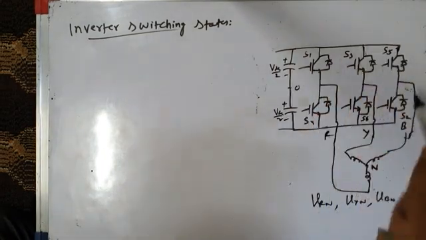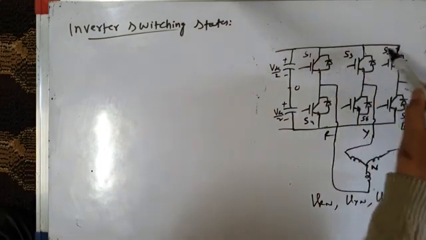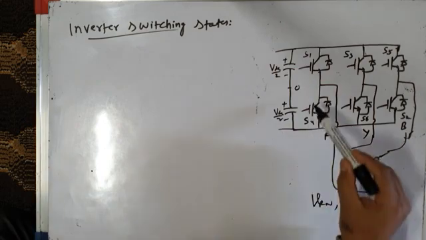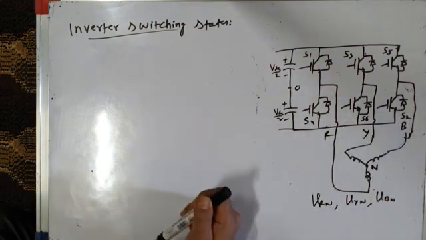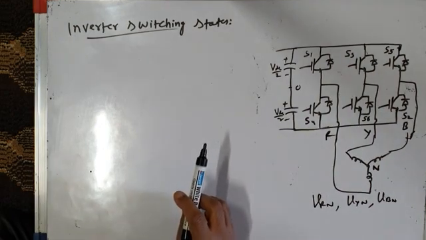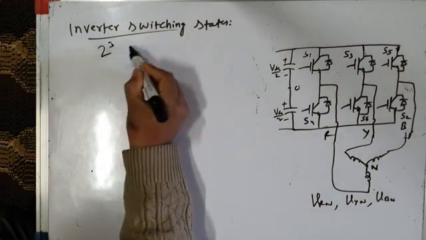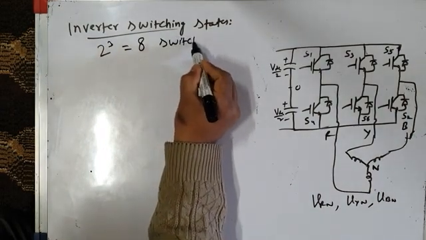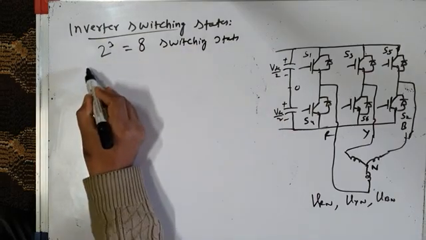Does it mean that my inverter has 6 switching states? No, it has 8 switching states. Another switching state is when all the 3 top switches are on. That is 7th state, and 8th state is when all the bottom switches are on. We have already discussed it in triangle comparison based PWM techniques. So therefore I have 2 raised power 3 switching states, which is 8 switching states. And what are those 8 switching states?